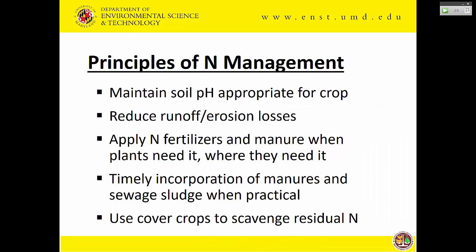Some keys with nitrogen management: again, pH is extremely critical. Also runoff and erosion losses, applying the nutrients when plants need them, and timely incorporation. And again, cover crops are a great way to store the residual nitrogen in the soil so that a subsequent crop can utilize it.